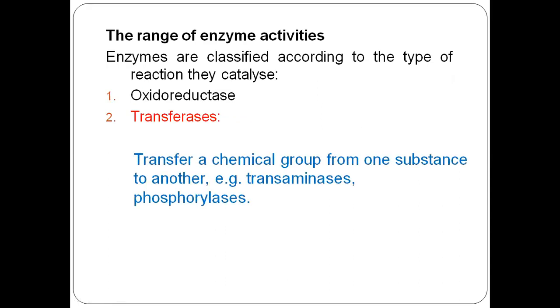Transferases. Transferases transfer a chemical group from one substance to another. For example, transaminases and phosphorylases. These transfer groups from one point to another. They transfer chemical groups from one substance to another. They take a group and transfer it totally from one substance to the other. For example, AB plus C, in the presence of enzyme.